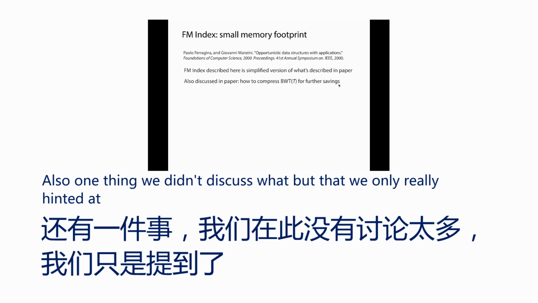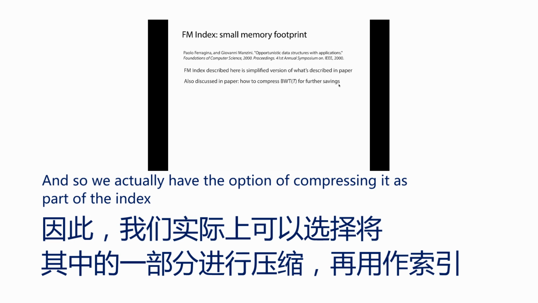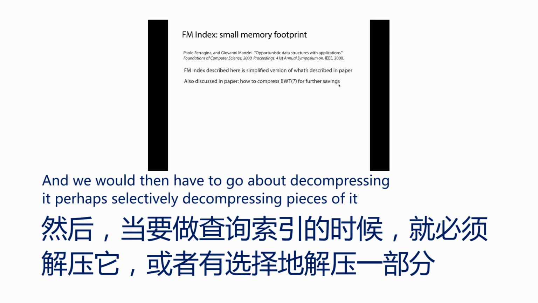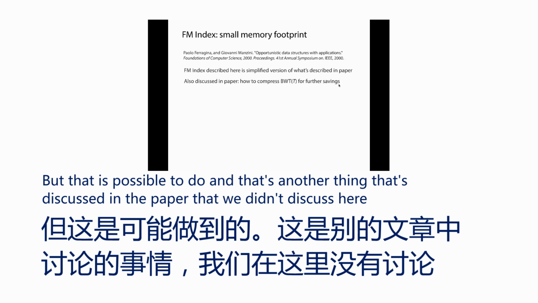Also, one thing we didn't discuss, but only really hinted at, is the fact that the Burrows-Wheeler transform string, the last column of the Burrows-Wheeler matrix, is compressible, and so we actually have the option of compressing it as part of the index, so that its contribution toward the total size of the index can be squeezed down and made much smaller. We would then have to go about decompressing it, perhaps selectively, decompressing pieces of it when it comes time to query the index. But that is possible to do, and that's another thing that's discussed in the paper that we didn't discuss here.